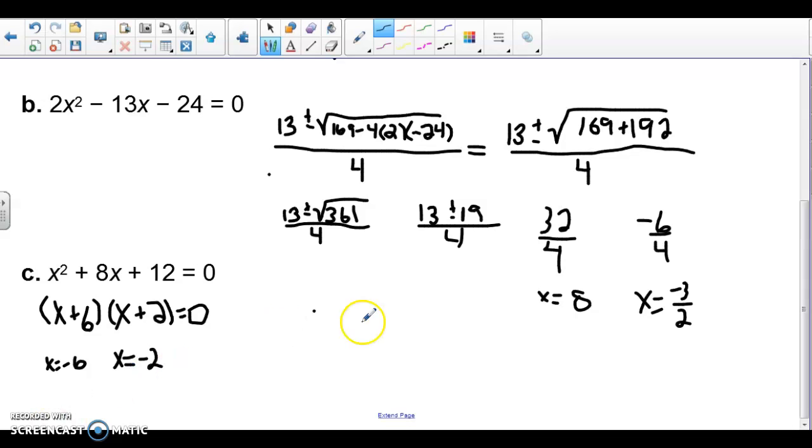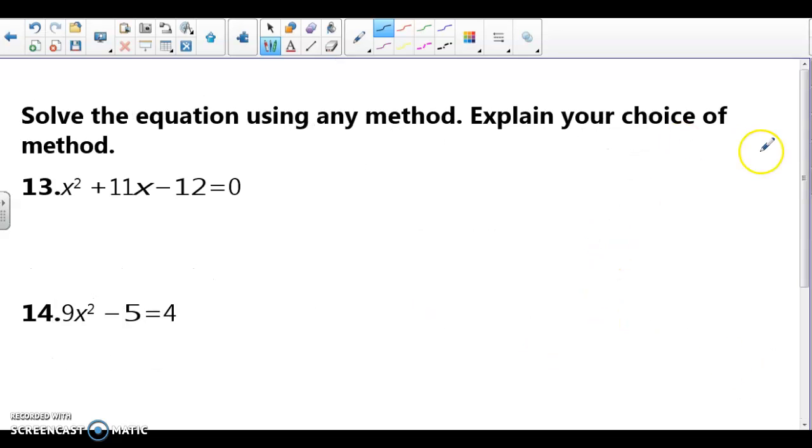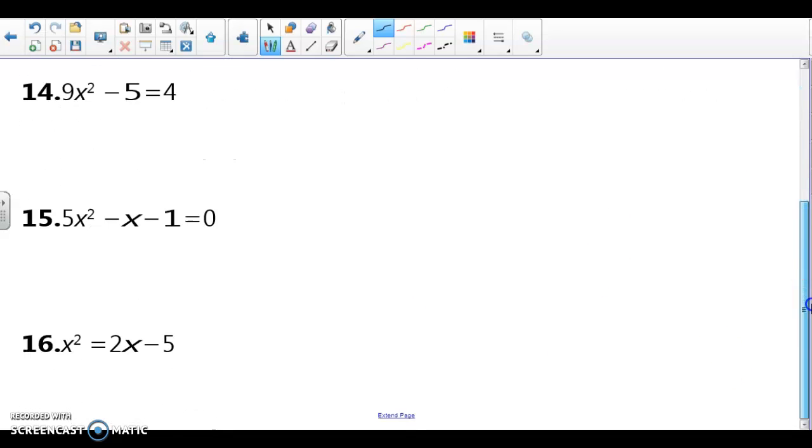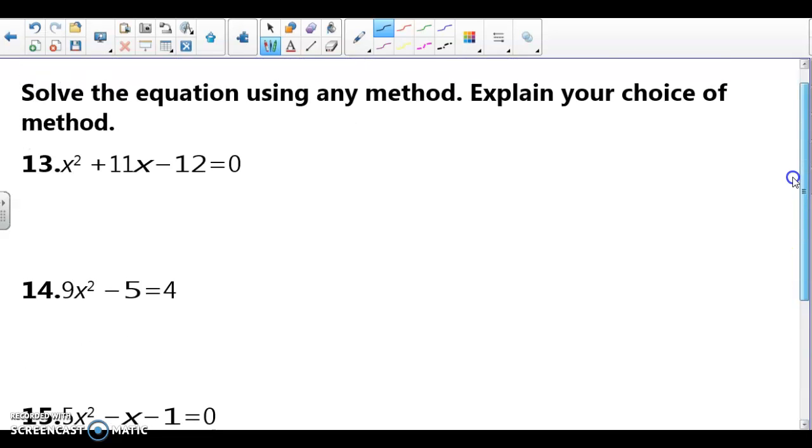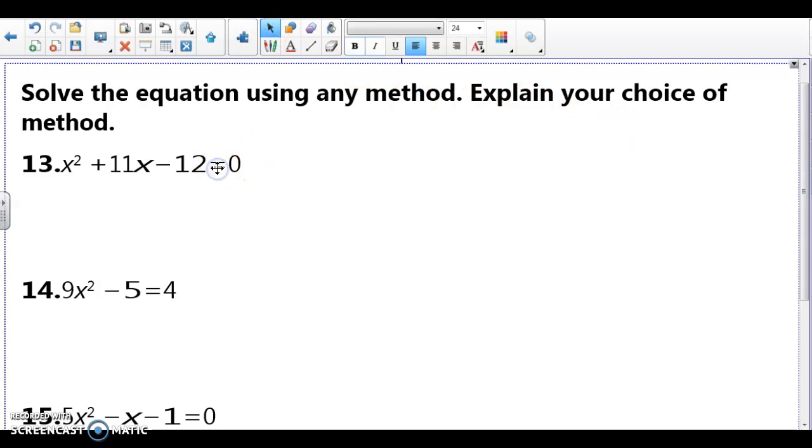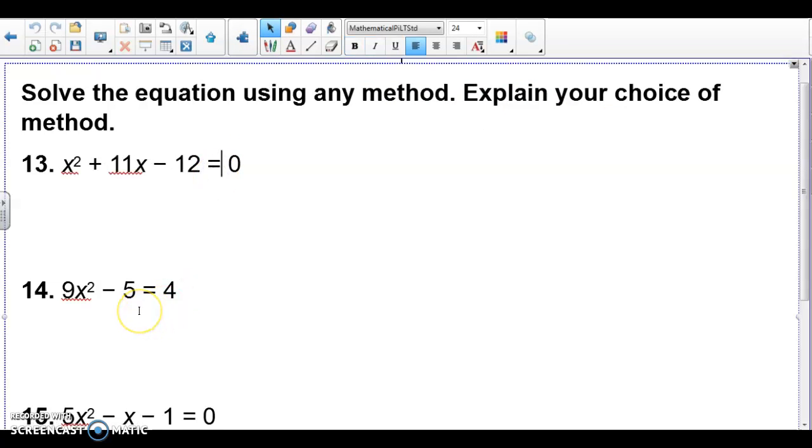Alright, so for the next part, I'm going to have you try to do some on your own. There's 4 of them there. I want you to take a look and see what method you would use. If you want to pause the screen, do the work, and when you resume, I'll have the answers all popped up there for you, and I'll tell you what method I chose.